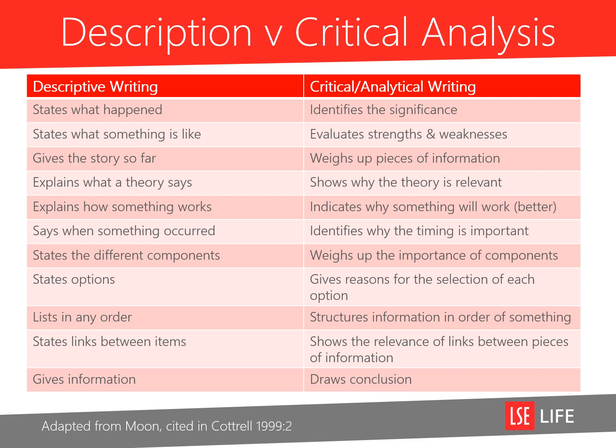The second one states what something is like in terms of what it looks like or how it behaves. And if you want to be more critical or analytical, you might evaluate the strengths or weaknesses of that thing. A bit lower down it says descriptive writing explains what a theory says, whereas critical or analytical writing will show why the theory is relevant. So you can get an idea from these different ways of looking at the two types of writing of what's expected of you. So do have a read through those.